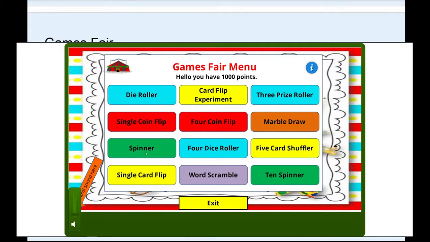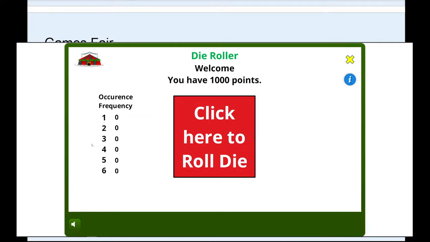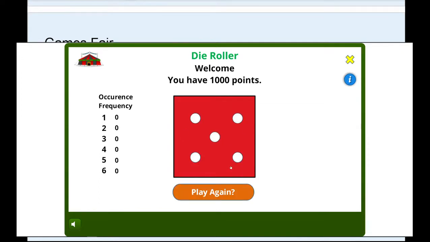So the game that we're going to play today is the dice roller game, or the die roller. Basically the way it works, each roll of the die costs 10 points, and you win 50 points if you roll a 6. So all you're doing is rolling a die, and it's going to record the number of times that you get a certain roll. So we're just going to roll. So we lost points, and we're just going to keep on playing, and we're going to do this a bunch of different times.